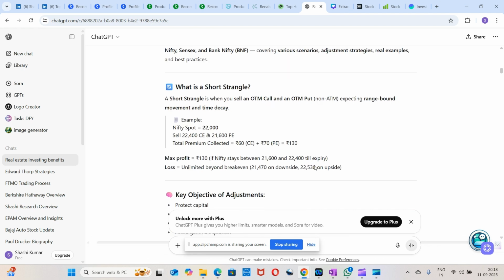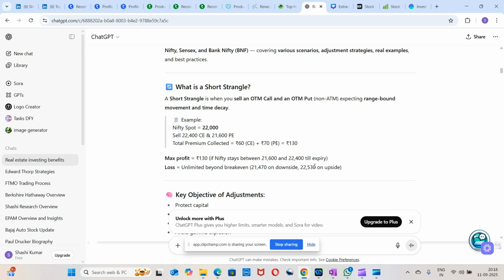Before that, what is a short strangle? A short strangle is when you sell an OTM call, out of the money call, and an out of the money put, and it's not an ATM call or put. When you sell an ATM call and put, it becomes a short straddle. But when you sell an out of the money call and an out of the money put, it becomes a short strangle. You do this when you expect the market to be range bound and you are expecting time decay.